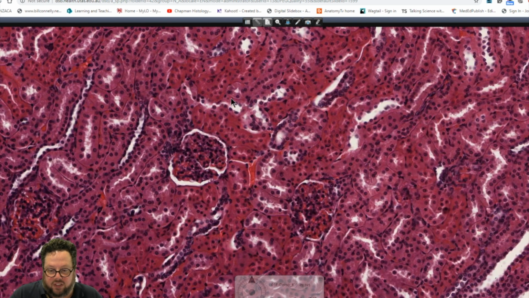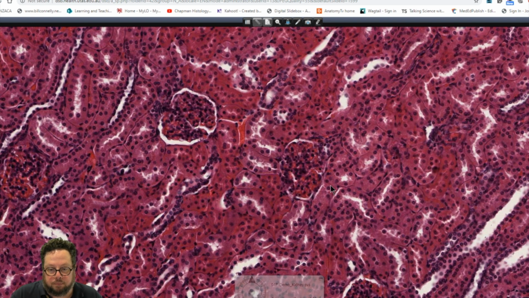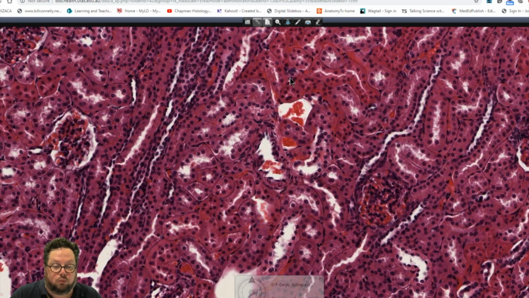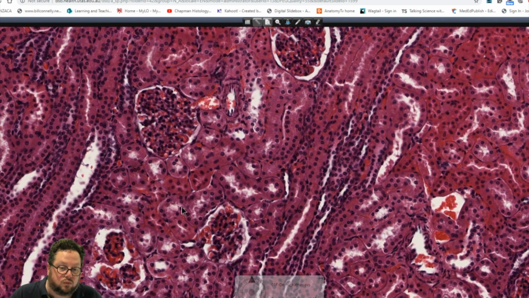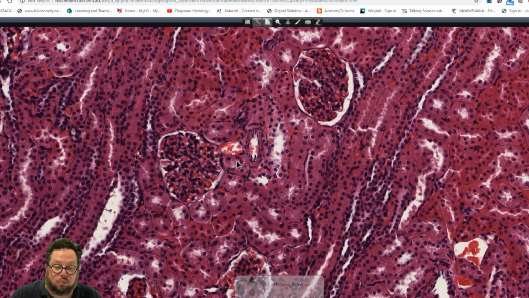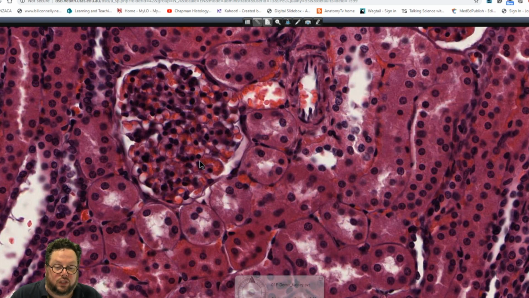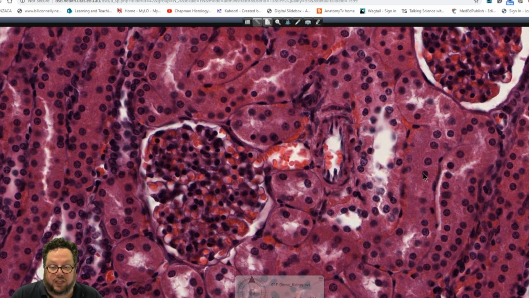So those are the main features of the renal corpuscle and the proximal and distal convoluted tubules. You remember that the blood supply comes from the afferent arteriole. It brings blood to the capillary bed, and then it's carried away in the efferent arteriole. So here's one of the blood vessels out here.